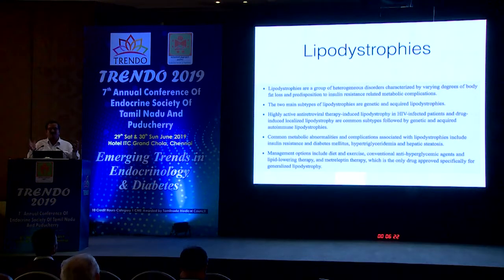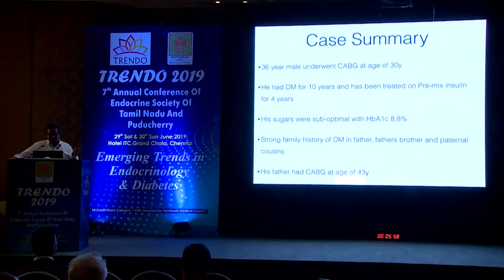So you will see a lot of metabolic syndrome, but when you see redistribution of fat, prominent musculature, then your thoughts should now focus on whether you're dealing with lipodystrophy. Management will include sensitizer-based regimens where you will need both metformin and pioglitazone. Metreleptin therapy, unfortunately not available in India, is probably one drug very specifically approved for treatment of generalized lipodystrophy.